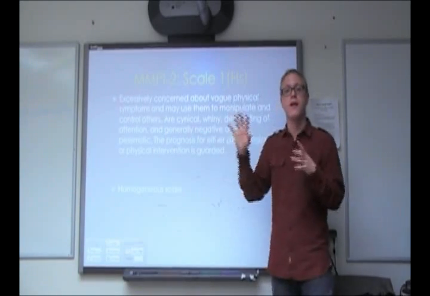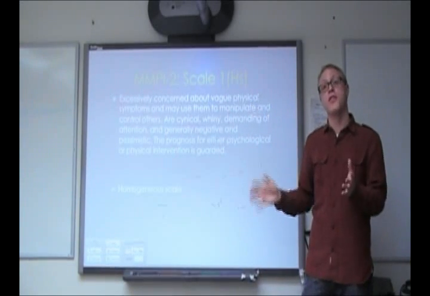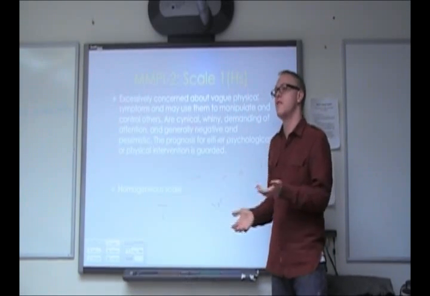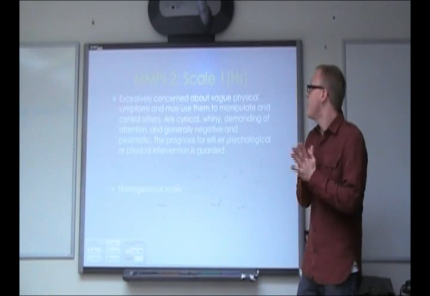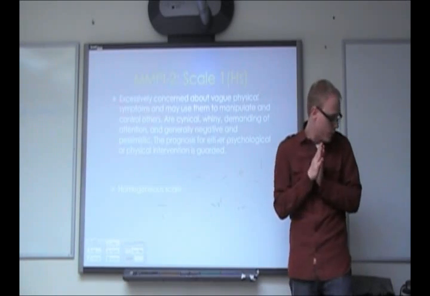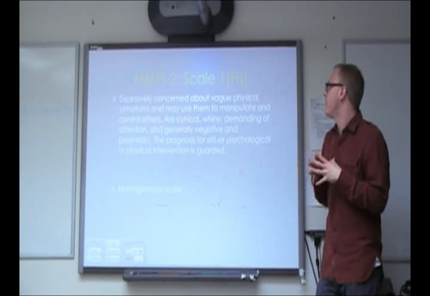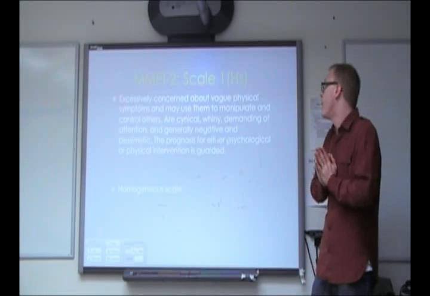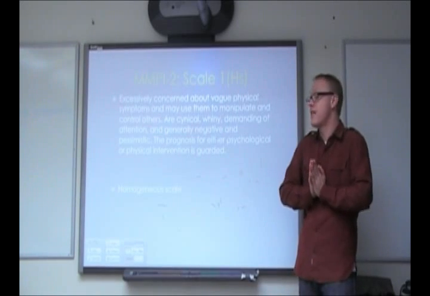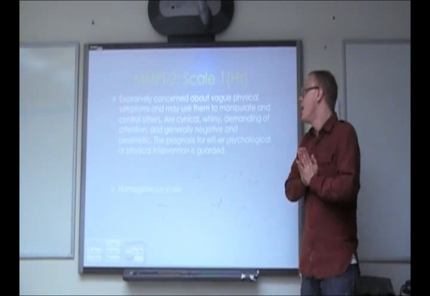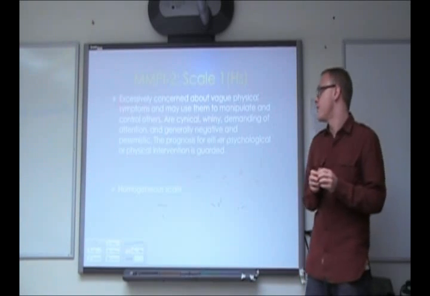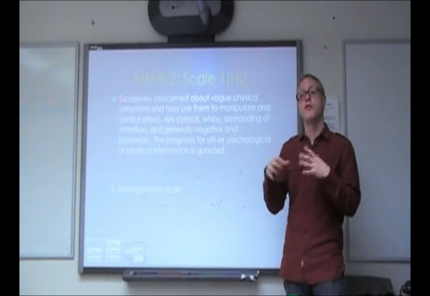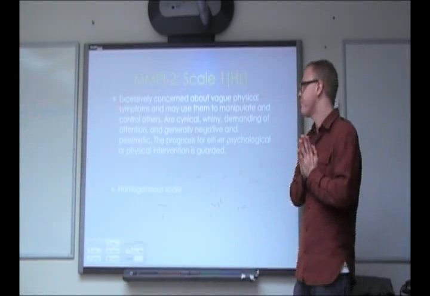Again, remember that these are often clinical terms that were used in the 30s, and they're not necessarily DSM terms now, but some of them still are. So we still have hypochondriasis. People that score high on this scale are excessively concerned about vague physical symptoms, and may use them to manipulate and control other people. They're cynical, whiny, demanding of attention, and generally negative and pessimistic. Generally, the prognosis for either psychological or physical interventions is guarded. So not really all that good.